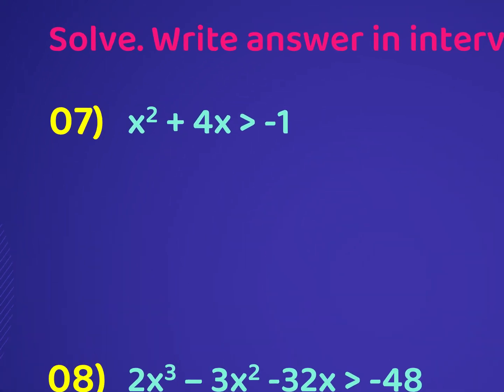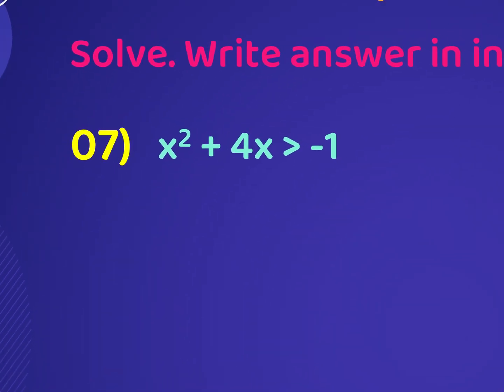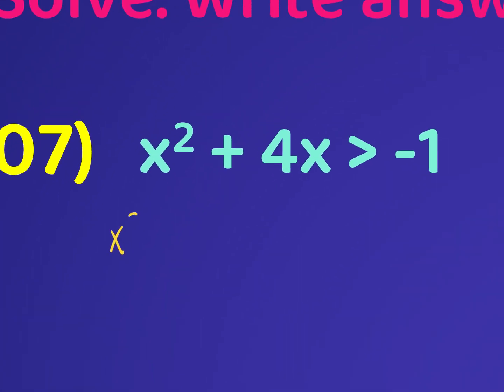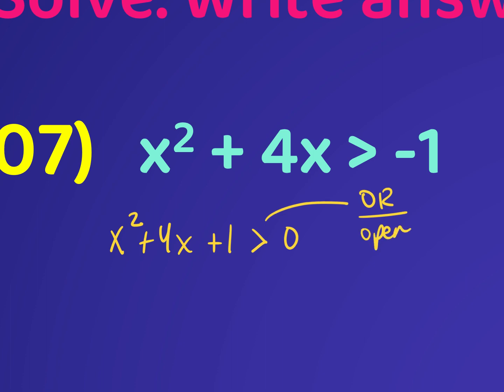All right, same thing. I want everything on one side, and I want to scoot it all over. So this becomes x squared plus 4x plus 1 greater than 0. All right, we're good to go. What does the sign say? Greater, right? And what kind of dots do I have? Why are they open? Is it included or not? How do you know? There's no line underneath. Good. All right, guys. Factors of 1 that multiply to give me 1 and add to give me 4.